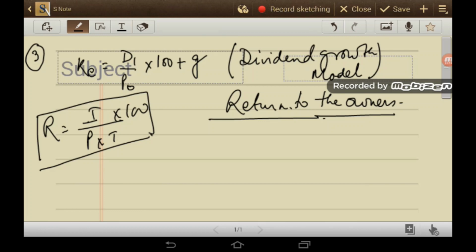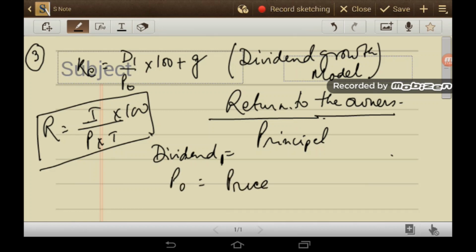And in the denominator we have the principal amount. So in case of equity, in the numerator it is written as dividend, which is expected at the end of the year, because when you invest money in an equity share, the dividend is declared at the end of the year. So it is taken as D1, that is the dividend at the end of the year, and P0 is the price of the share at the beginning, when you invest in the share, and G is the growth rate.